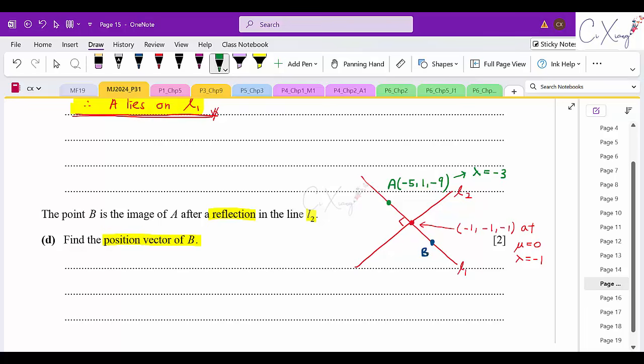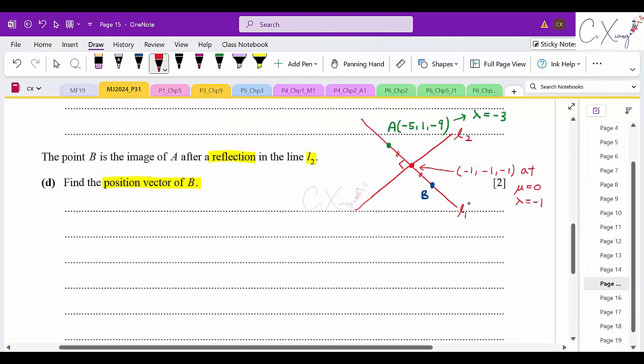If I use the coordinate geometry technique, you can see that the intersection point is the midpoint of A and B, because after A reflects through the line L2, you get B. So you can see very clearly that the intersection point will be the midpoint. So I'm going to use the midpoint formula to find B. Let's say B now is x, y, z. I don't know what x, y, z is, and I want to find it out.